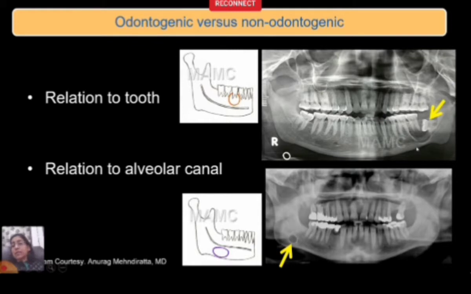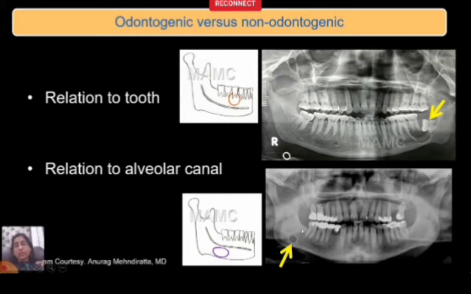So a lesion which is located in relation to one tooth or a part of the tooth is likely to be an odontogenic lesion, and odontogenic lesions typically lie above the inferior alveolar canal, as we see here in this beautiful diagram as well as on this OPG. On the other hand, non-odontogenic lesions may be associated with multiple teeth or no teeth at all, and they usually lie below the inferior alveolar canal.